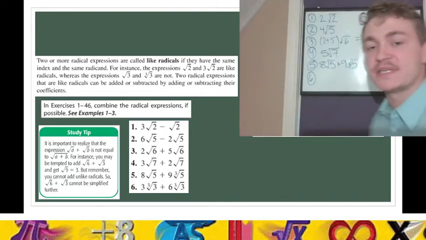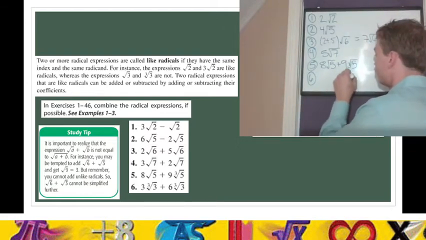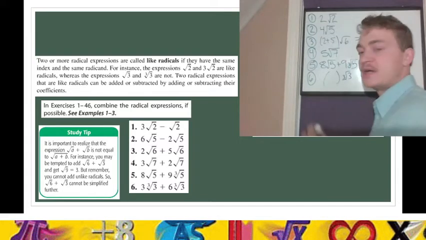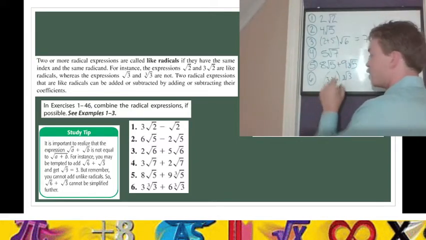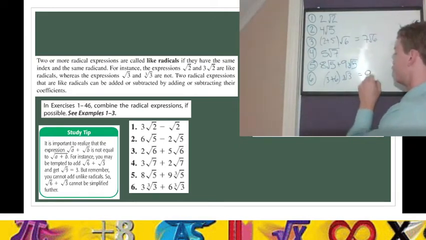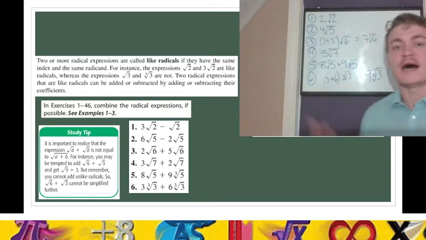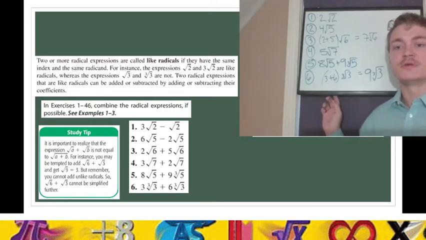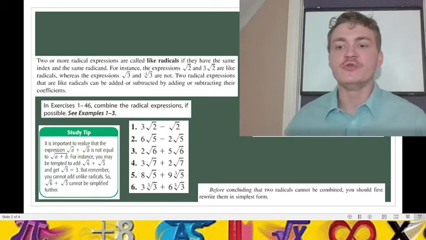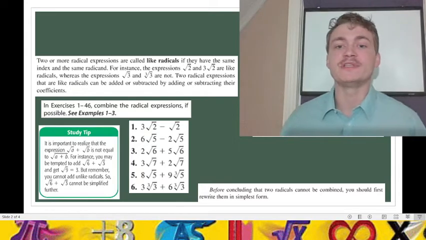We see here for number 6, factoring out the cube root of 3, you leave behind here a 3 and positive 6. Thus, 3 plus 6 multiply the cube root of 3 gives us the total of 9 cube roots of 3. However, before concluding that two radicals cannot be combined, you should first rewrite them in simplest form.